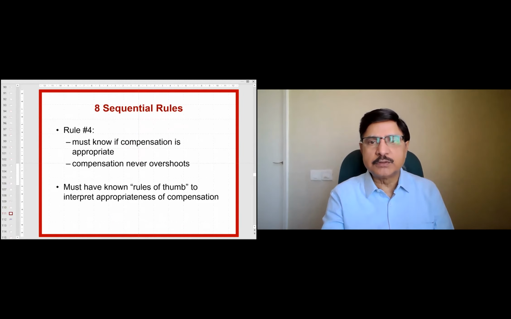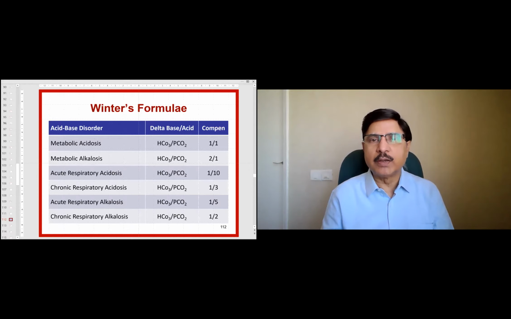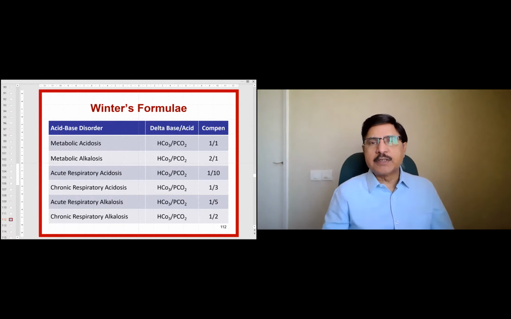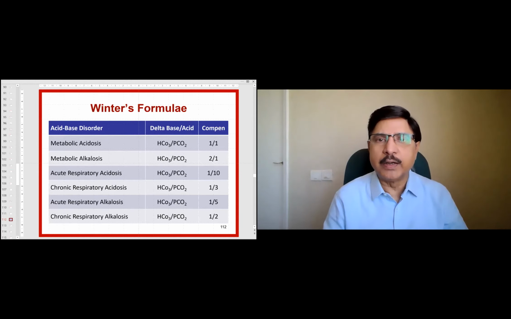This is done. This is also done. Rule number 4, we will see the appropriateness of compensation. For that we have to use the Winter's formula. Remember, for bicarbonate you use the delta of the base and delta of the acid, not the absolute value given there. The patient's value, let us say, is 28 bicarbonate. The delta will be 24 minus 28, which is minus 4. So delta bicarbonate is the difference between the actual bicarbonate that is observed and what is expected as the normal value. Like that, for delta PCO2 the normal is 40 and you have to see the difference.